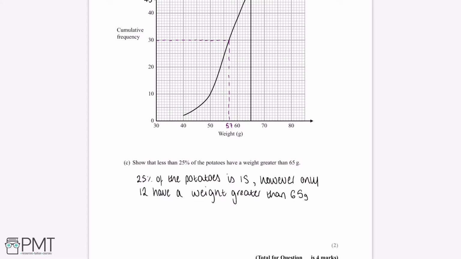Now this question's worth 2 marks. We'll get our first mark for drawing a line on our graph indicating that we've worked out the cumulative frequency from the weight at 65 grams, and our second mark for a summary statement.